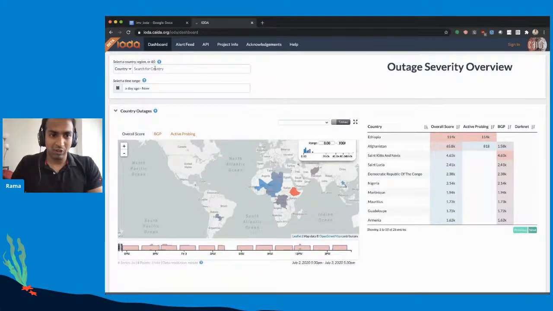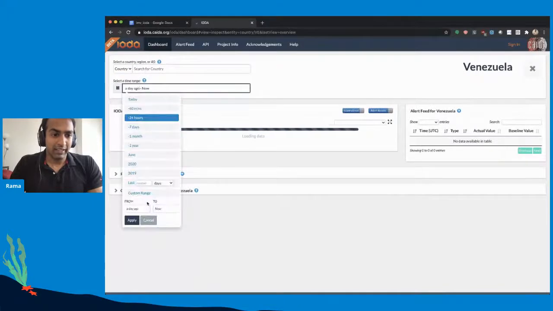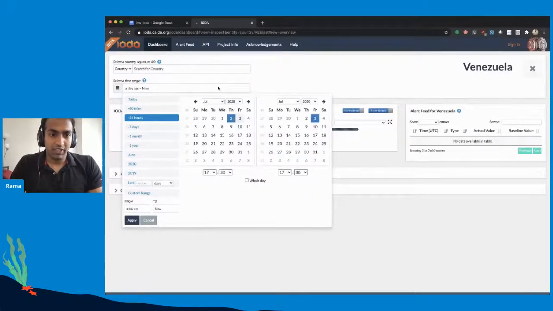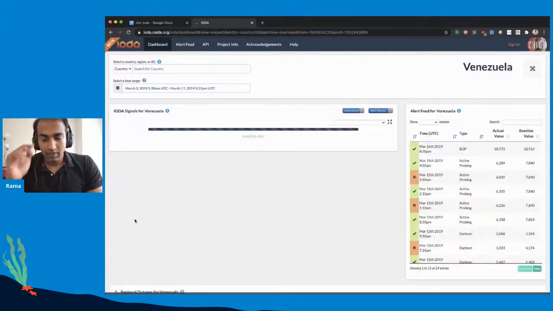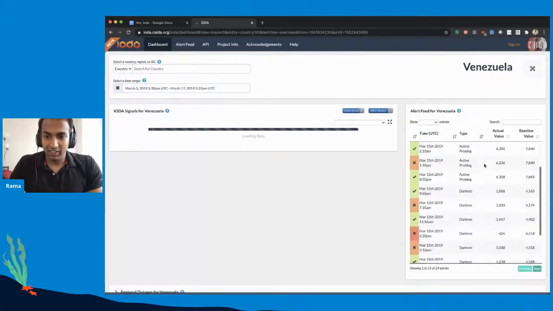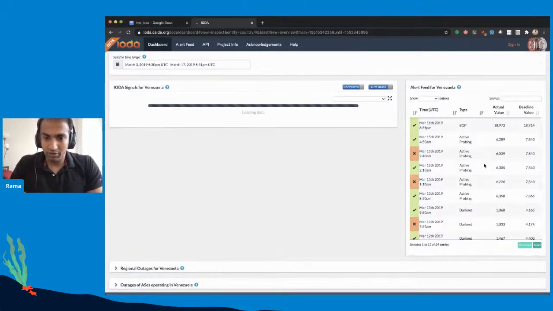So let's take a look at that. If I look at Venezuela and specify March of 2019, I believe it happened on around the 11th or the 8th. Okay, so let's see, March 3rd to March 17th. Let's look at this 2-week period. And again, you can see that in the automated feeds, there seems to be a lot of data already.